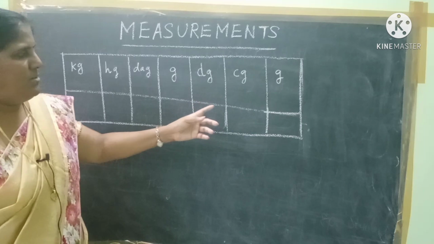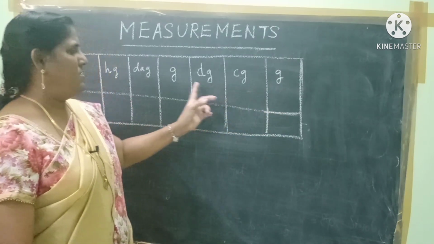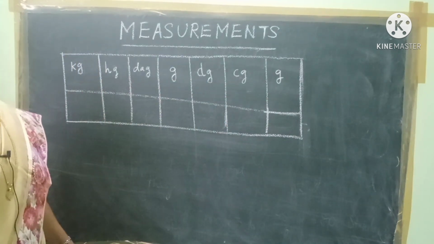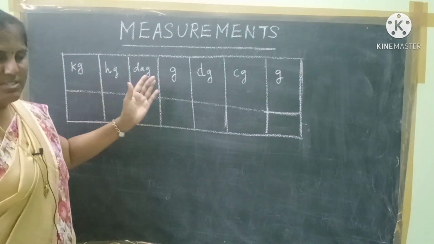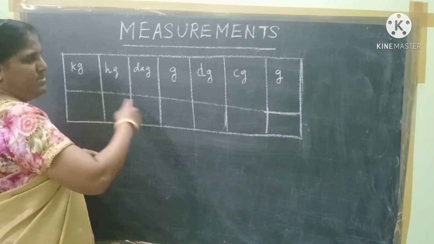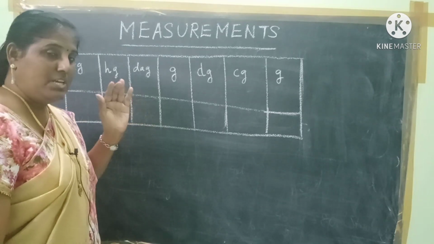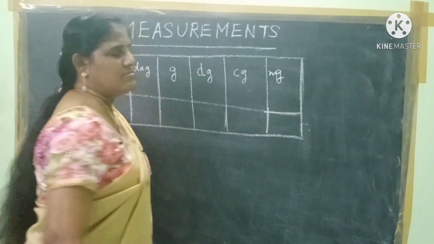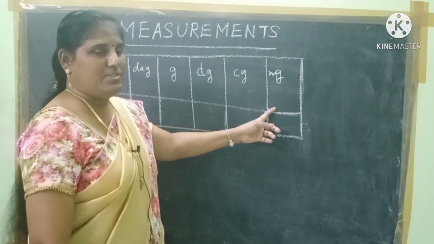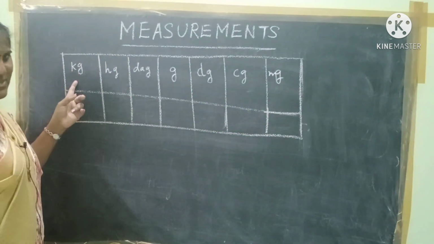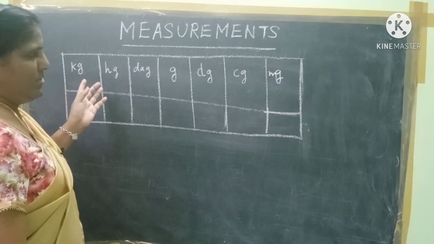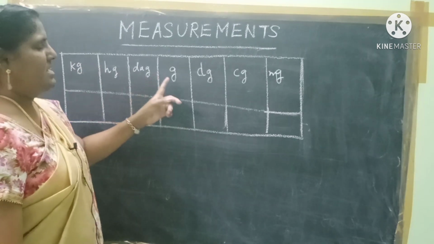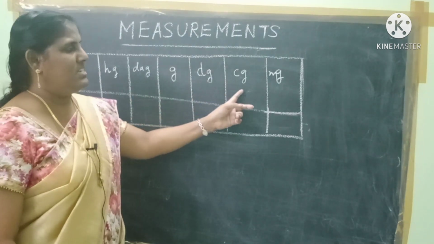How many parts are here? 1, 2, 3, 4, 5, 6, 7. So 7 boxes are here. So different measurements are there. Among these 7 measurements, which one is the very smallest one? Milligram. Which is the largest one? Kilogram. Okay. So I wrote in descending order: kilogram, hectogram, decagram, gram, decigram, centigram, milligram.